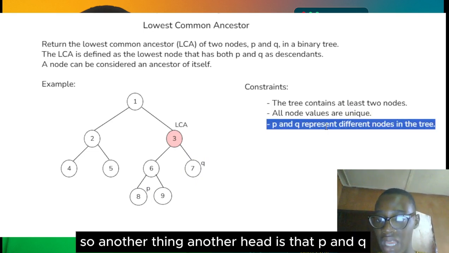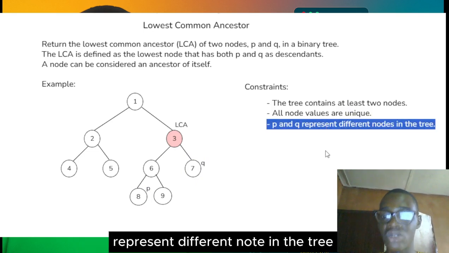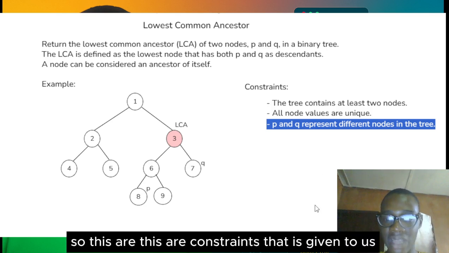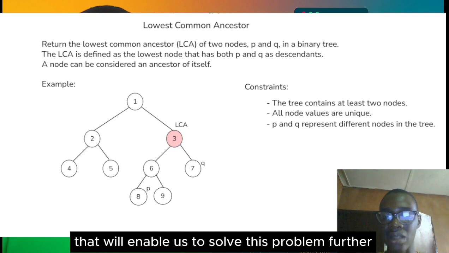Another constraint is that P and Q represent different nodes in the tree. So P and Q will not be the same. So these are constraints that are given to us that will enable us to solve this problem further.